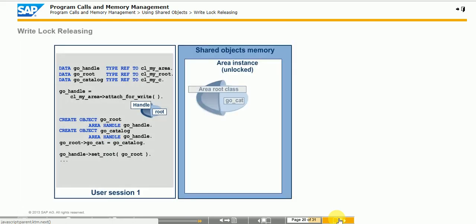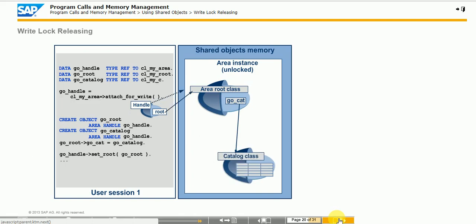Read access of an area instance is not possible until the release of the write lock. For the read access, use the detach_commit method, which inherits the area class from class CL_SHM_AREA.